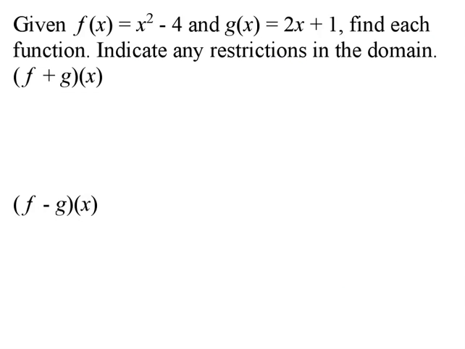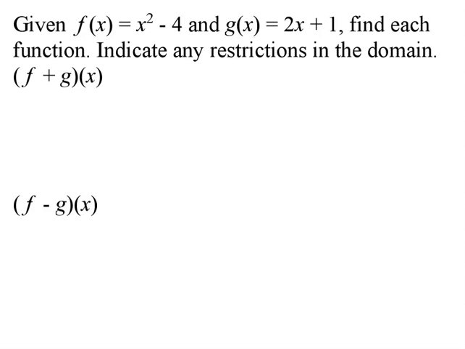We're going to look at an example here, and it says, given f of x equals x squared minus 4, and g of x equals 2x plus 1, find each function. Indicate any restrictions in the domain. First of all, am I going to have any restrictions in the first two here? No, because there is no division. Division is the only one where you're going to have to restrict the domain.